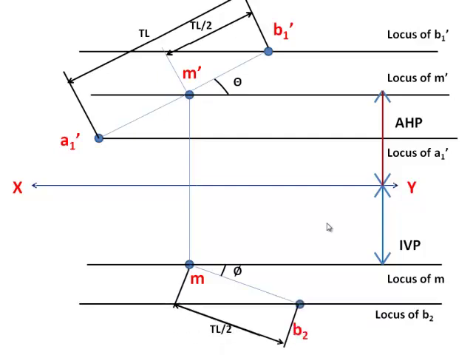After this, you have to mark the point B2 and draw the locus of B2. Then extend the line further on the same line. That will be your true length. Now, what will be the naming I will give?